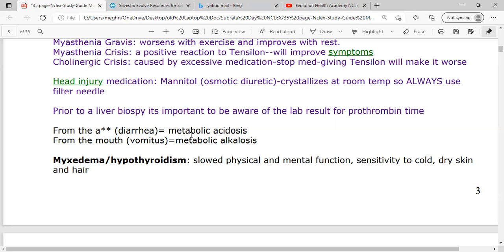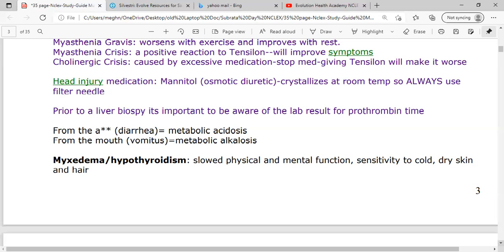It is metabolic acidosis. Vomitus means something came out through the mouth. Think about the mouth: metabolic alkalosis. An easy way to remember and answer the question correctly with confidence on the NCLEX board.